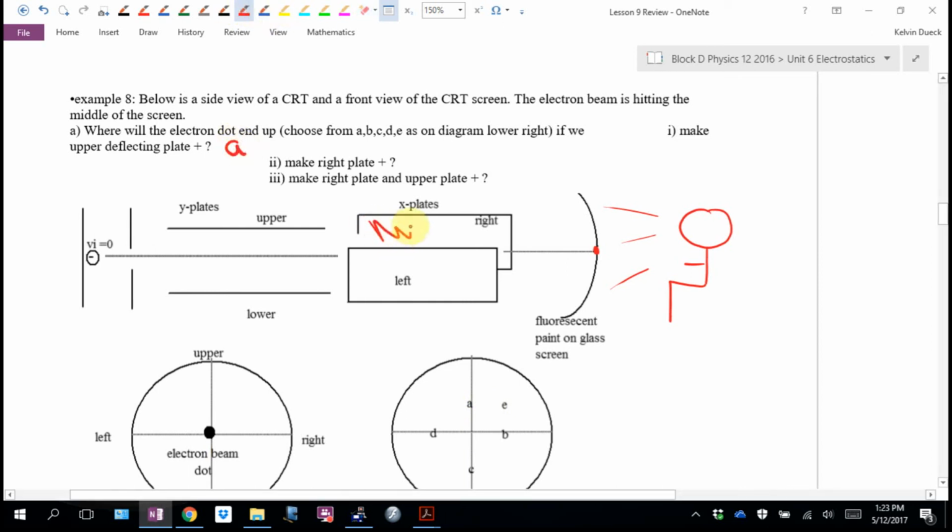What if I make this right plate positive? So turn the original plate off and just make the right plate positive. Now where will the electron end up? A, B, C, or D? B.